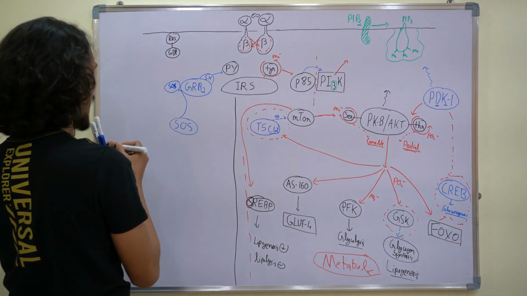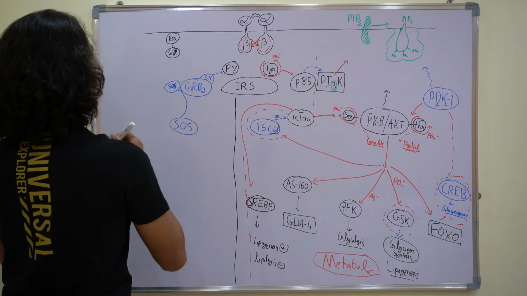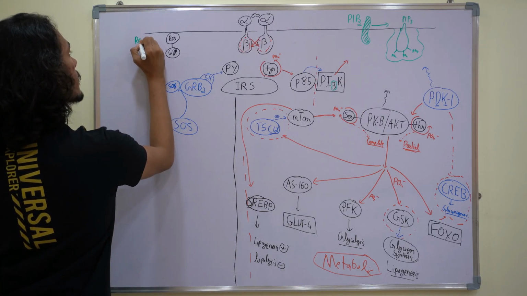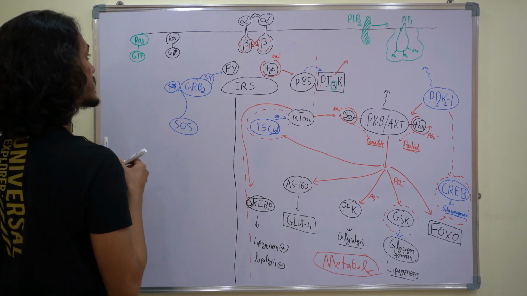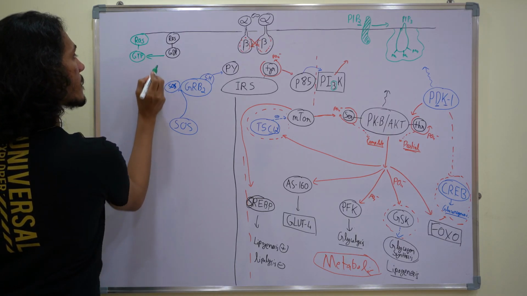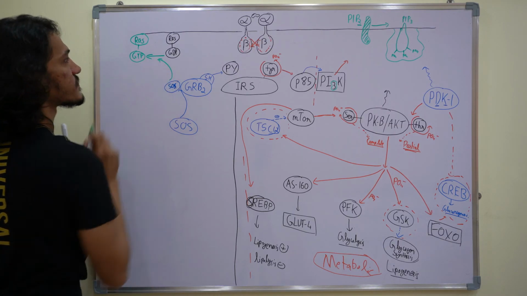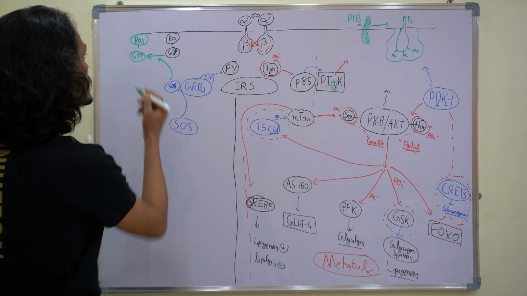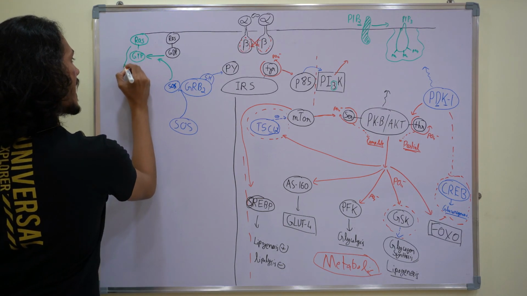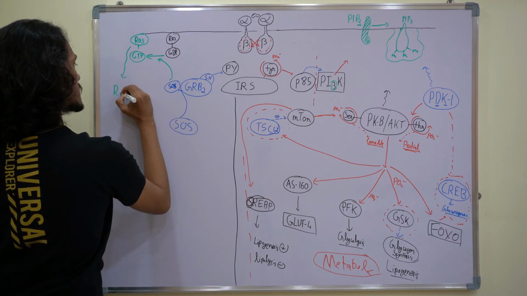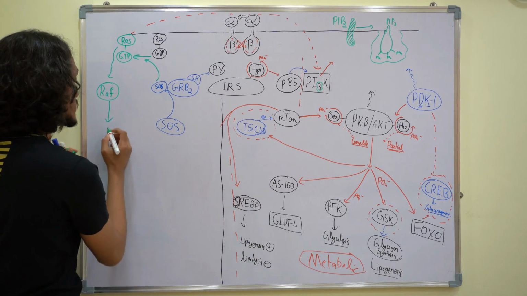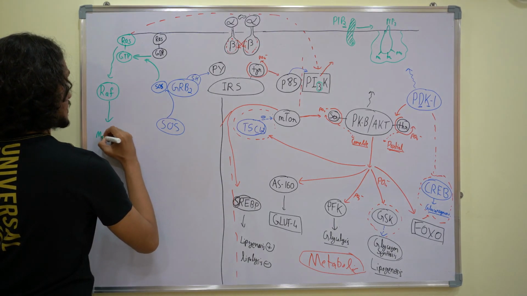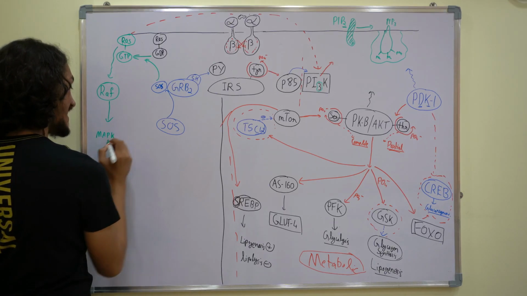Now that gets activated and forms the activated RAS attached to GTP, and that is mediated by your SOS. Once that happens, this RAS is now going to activate your RAF. Now what this RAF is going to do is it is going to activate something called MAPK.